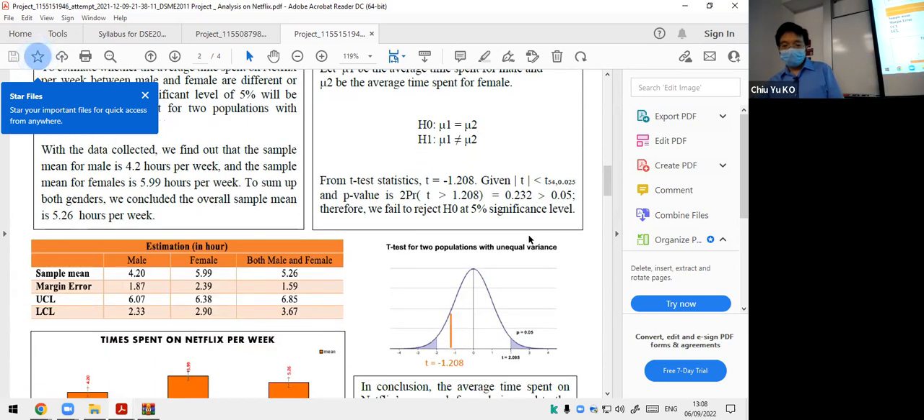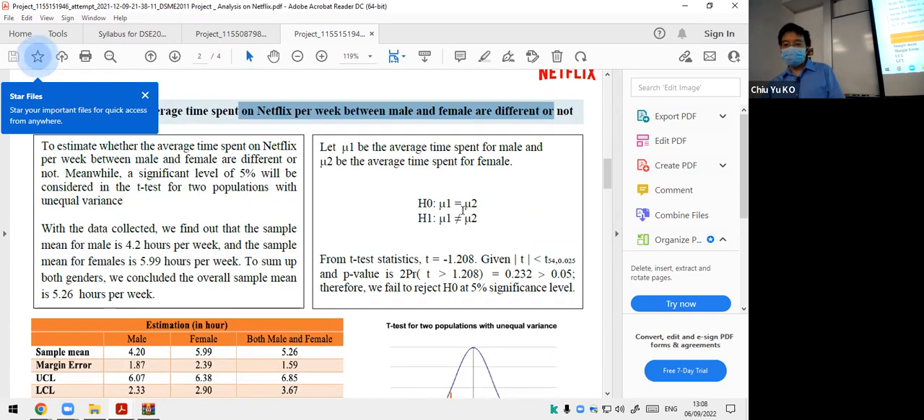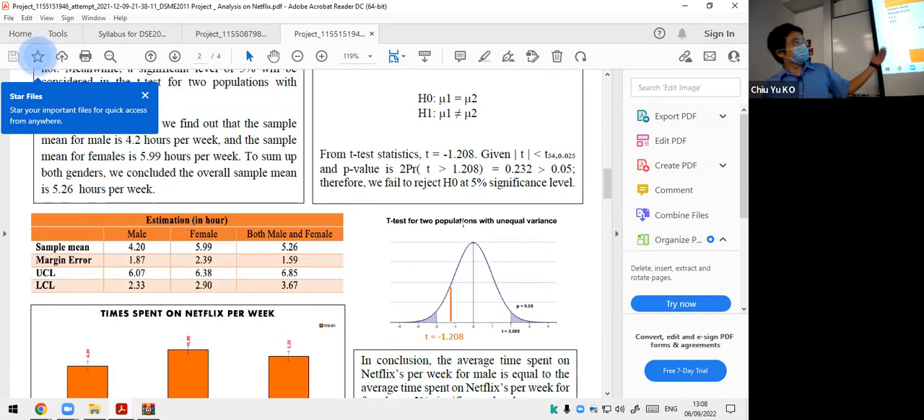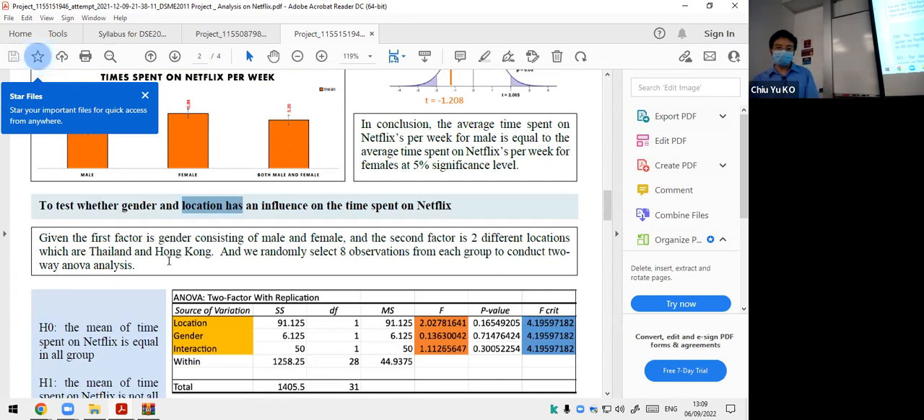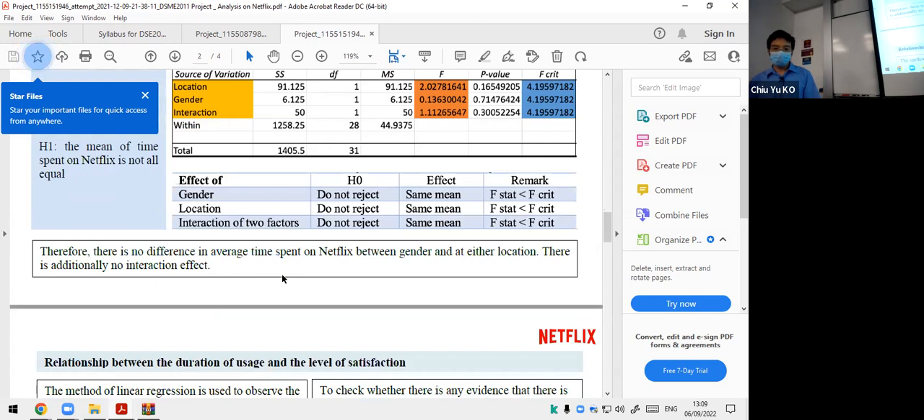They want to see whether the mean is the same or not. This is what the hypothesizing is doing. And then whether location has any influence. Location and gender are discrete things, just like ANOVA, a standard thing. So you want to see if each group is the same, because you have more than two groups: Thailand, Hong Kong, and male and female.